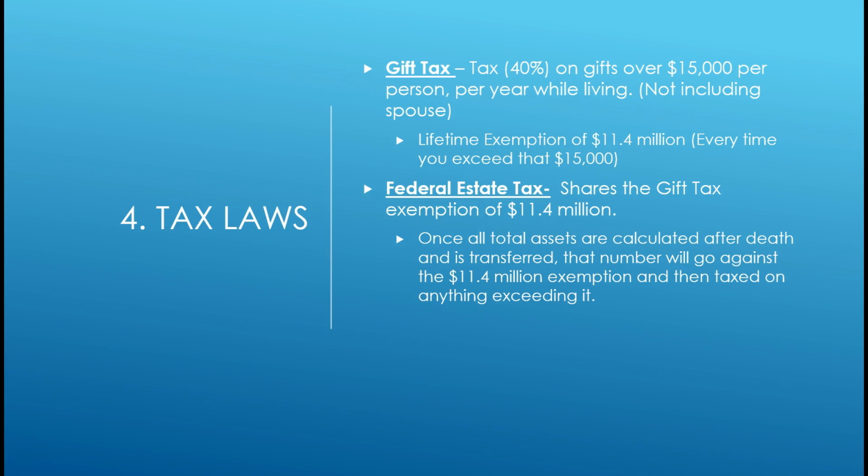Now we have the federal estate tax, which is also 40%, which shares the gift tax exemption of 11.4. This happens only when you die. So once all total assets are calculated after your death and is transferred, that number will go against the 11.4 million exemption and then be taxed on anything exceeding it. So if you've already used about $5 million or $6 million, then you only have $5 million left. Then if you total all of your assets and it goes above $5 million, well, you're going to be taxed 40% on the excess above that, because the estate tax and gift tax share that 11.4 exemption.